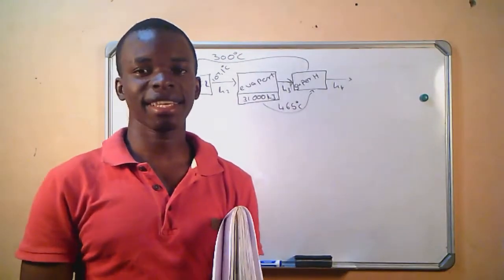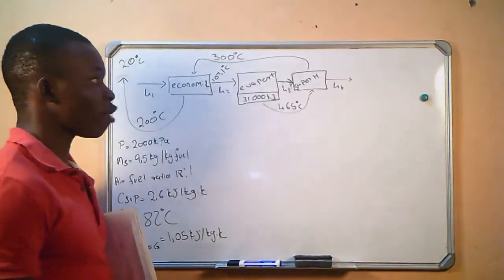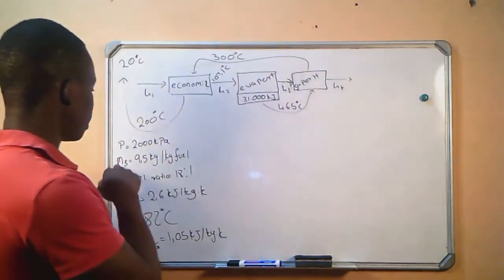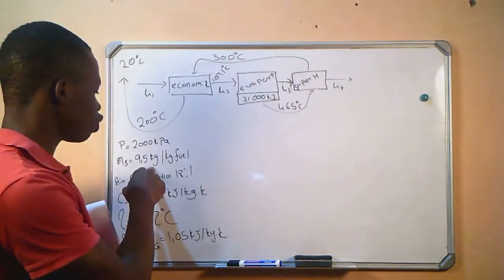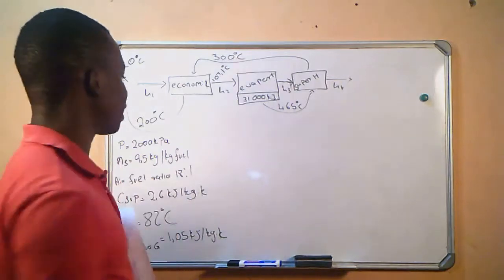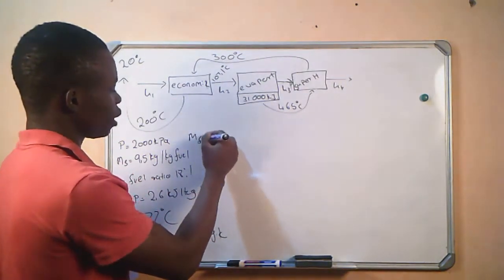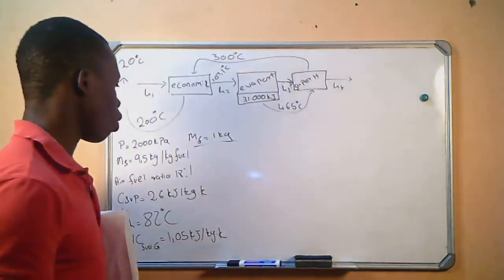And this is the information that we are given. We are given the pressure of the steam plant. We are given the mass of steam. We are told that it is 9.5 kg per kg of fuel. That tells us that the mass of fuel that we are dealing with is 1 kg. Hence, they said kg of fuel.